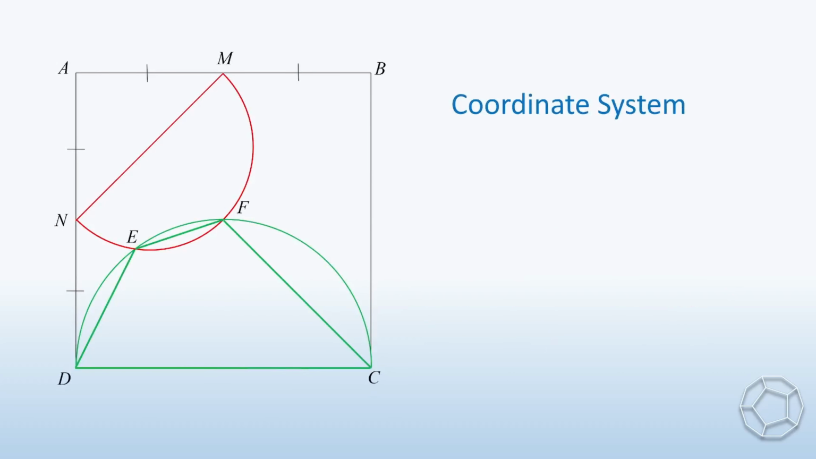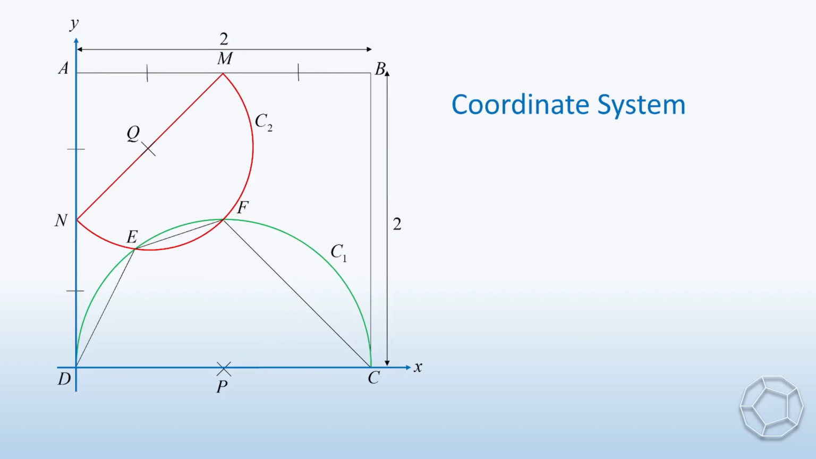We introduce a rectangular coordinate system such that the positive x-axis is DC and the positive y-axis is DA. Therefore, point D is the origin. Now, we call the largest semicircle C1 and the smaller one C2. Their centers are P and Q respectively. Next, we are going to give the coordinates of the points.